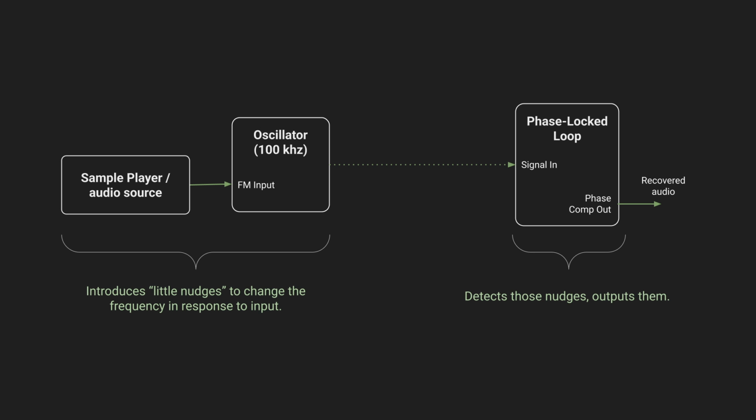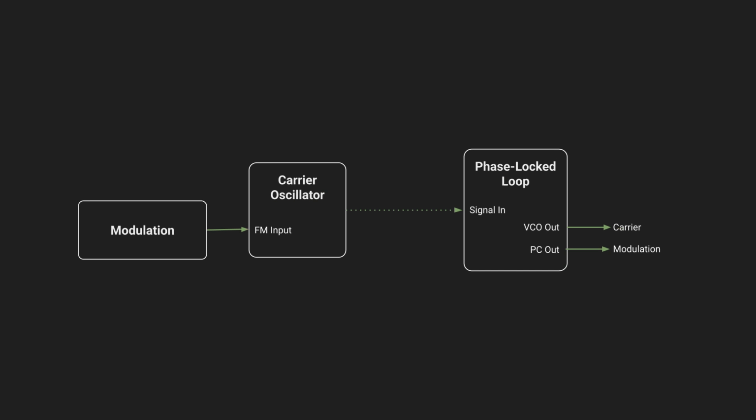Those little nudges to push the received signal back down to the carrier frequency are the exact opposite of the little nudges that were applied to the carrier to get the modulated signal. The PLL literally undoes what the FM modulation did. That error term, those little nudges, that demodulated signal, they're all the same thing.